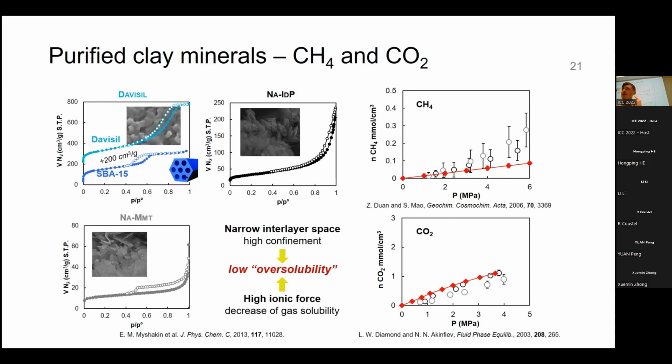And also, we need to keep in mind that under saturation, this clay contains a significant part of water in the interlayer, and this water is very highly confined. So on one side, we should expect a very high oversolubility because of the high confinement of the water. On the other hand, we should remember that interlayer water has very high ionic strength, and the salinity of water decreases the solubility of gas. So this interplay between two antagonistic effects results in a kind of low apparent oversolubility. But maybe in smectite clay with a different layer charge, the behavior will be different.